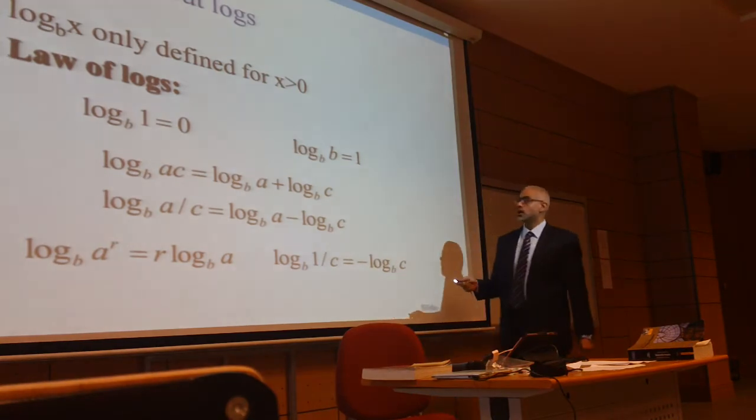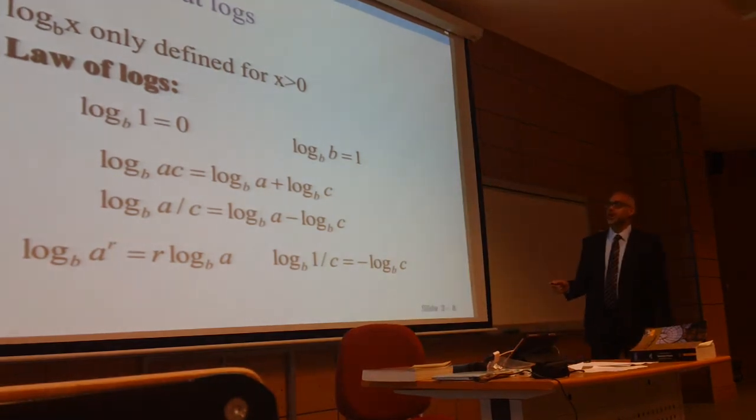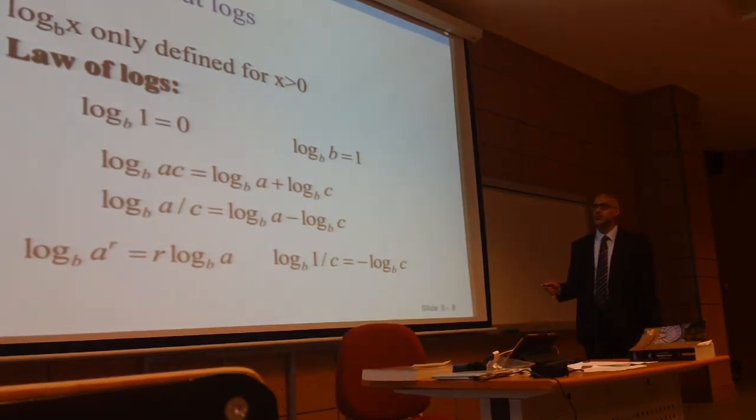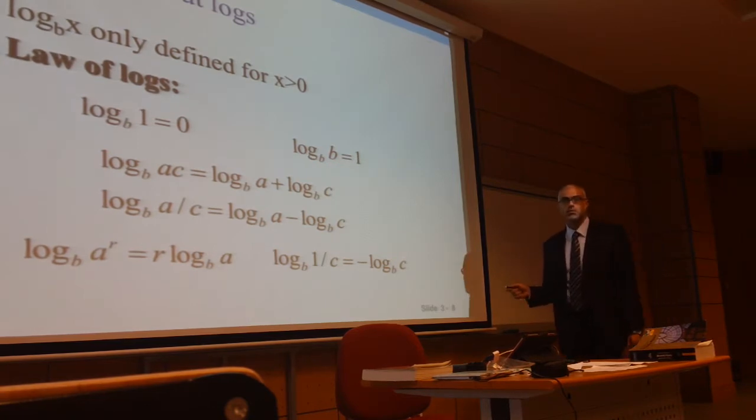The laws of the log: for any base, log of 1 is equal to 0. Why? Log base b of the base itself is equal to 1, so log base 10 of 10 is equal to 1, log base 2 of 2 is equal to 1, and so on.